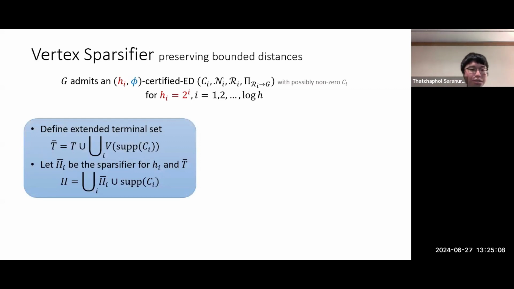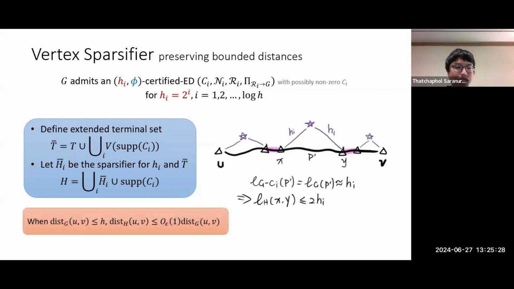Our solution is just to add the endpoints of these cut edges into the extended terminal set, and then build a classifier on this extended terminal set. And also add all the cut edges into the classifier. So why will this work? Just because if you consider a shortest path from U to V, if there are some cut edges on it, then it's good. You have the cut edges in the classifier.